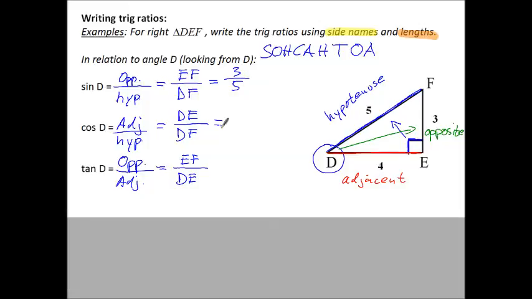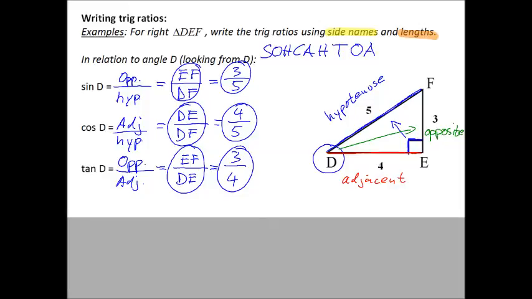The cosine of angle D is DE, which is 4, over the hypotenuse, which is again 5. And the tangent of D is the opposite side, in other words, 3 over the adjacent, which is 4. And here we have our ratios, both in terms of side names as well as the given lengths. Or if you like, you can also circle it in the colors that we used before. Yellow for the side names and orange for the lengths.